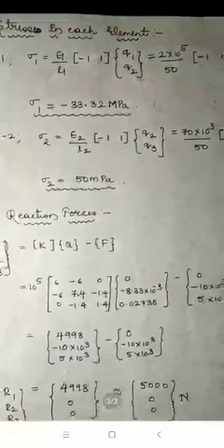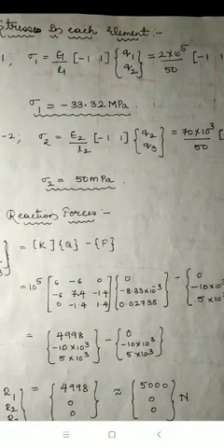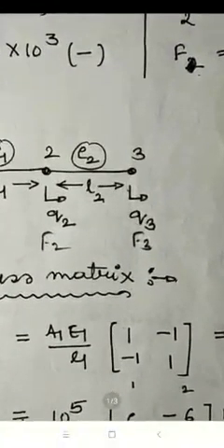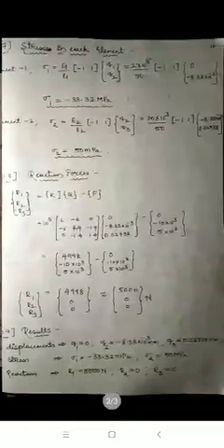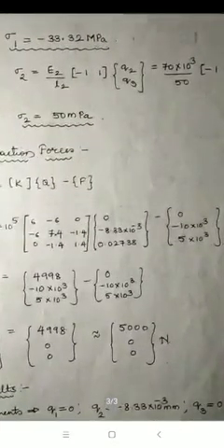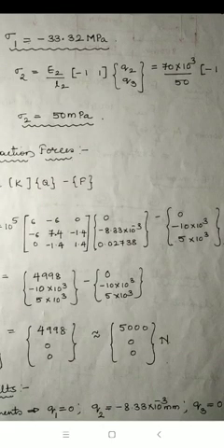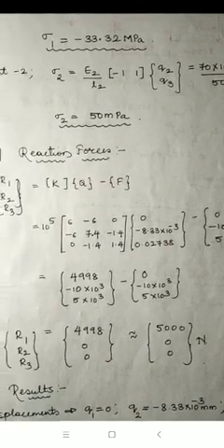Similarly, finding the stress for element number 2, sigma 2 equals E2 upon L2 times minus 1, 1 times Q2, Q3. Here the values are Q2, Q3 because for element number 2, the nodes are 2 and 3. Calculate this part, and we get sigma 2 as 50 megapascal.